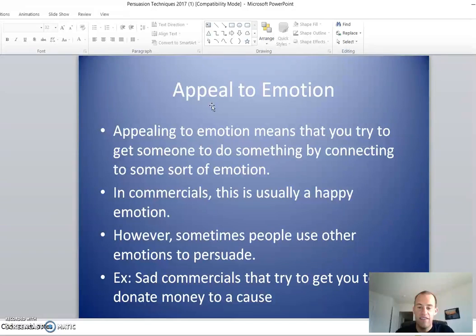If it's a good action, they're going to try to get you to feel happy about it, and you're going to connect to that appeal of emotion by giving examples of how happy or how satisfied this action will make you, or this way of thought will make you.